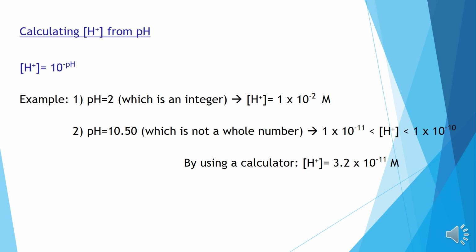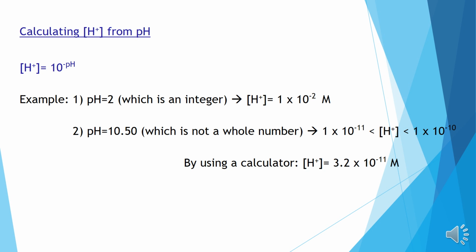Now, how to calculate the concentration of H plus from the pH? Here the formula is the concentration of H plus equals 10 to the power minus pH. Let's take example 1. If the pH equals 2, this 2 is an integer, the concentration of the H plus is directly equal to 1 times 10 to the power minus 2 molar. This is direct and easy without using a calculator. Now in example 2, the pH is equal to 10.50, which is not a whole number.